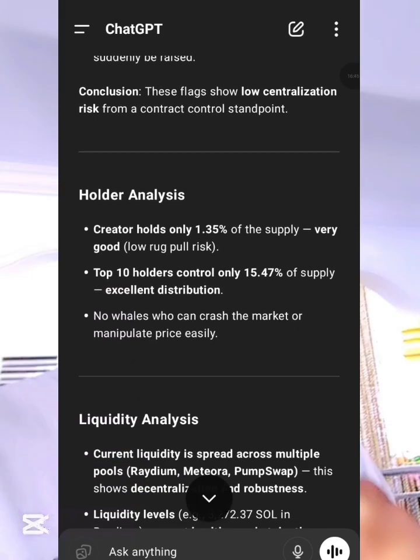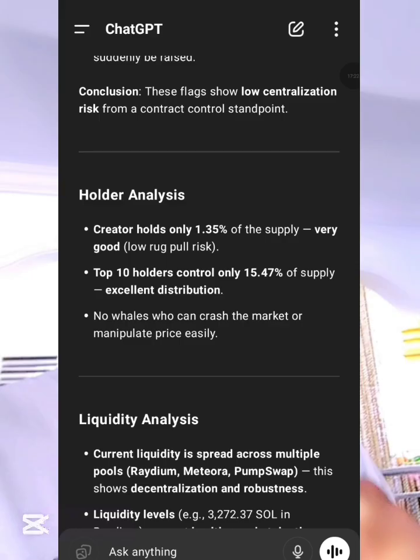Now, let's come to holders. Holder analysis: the creator holds only 1.35% of the supply. Very good, low rug pull risk. You can see the top 10 holders control only 15.47% of the supply. Excellent distribution. That is the comment of ChatGPT. Now, no whales who can crash the market or manipulate the price easily.